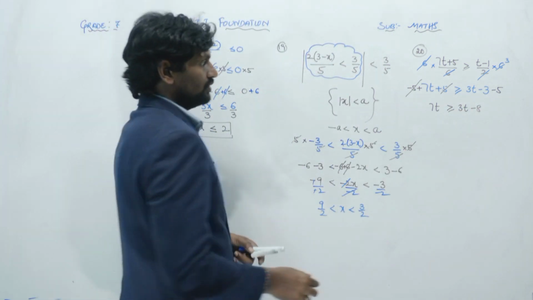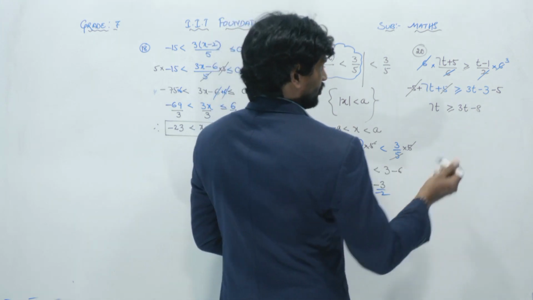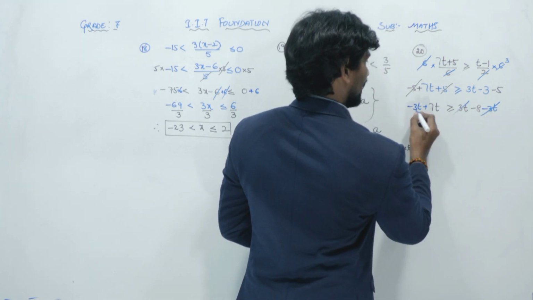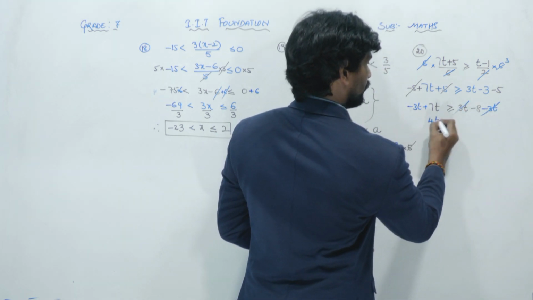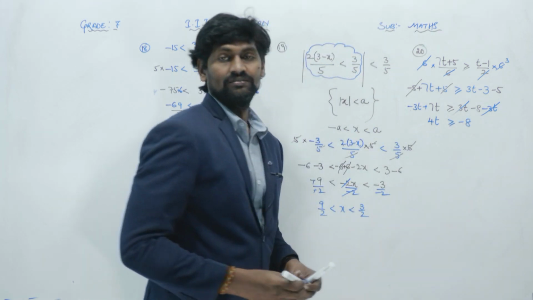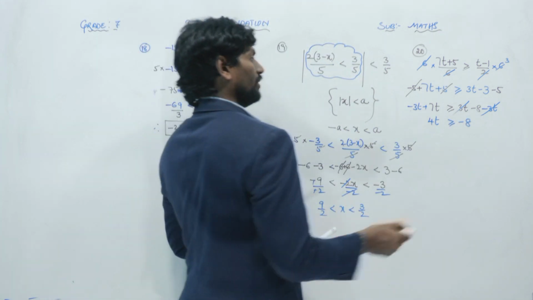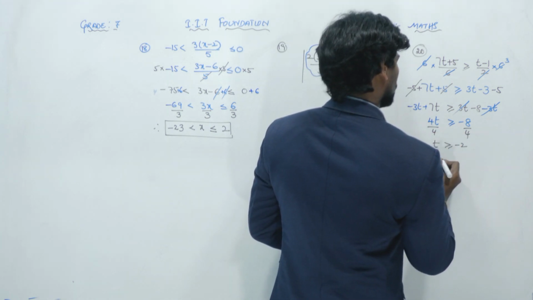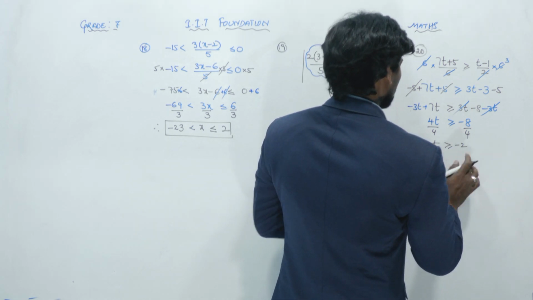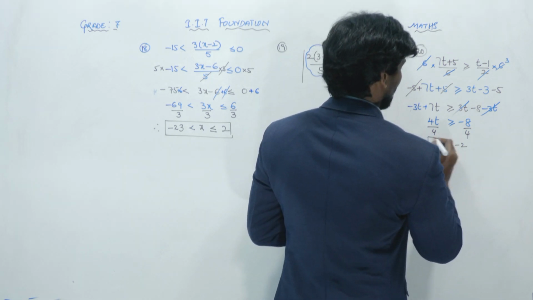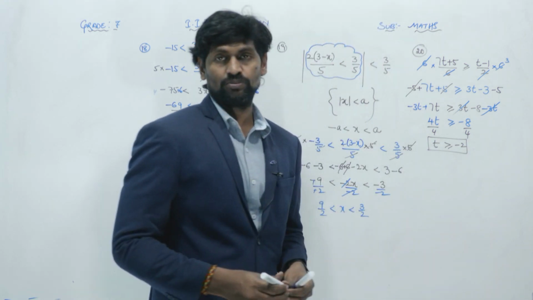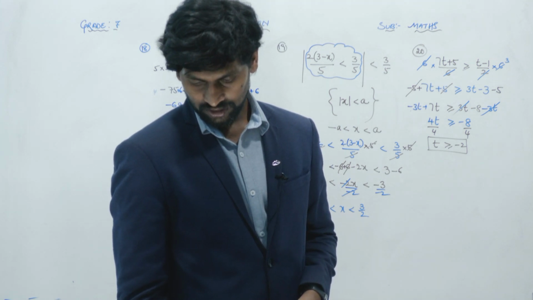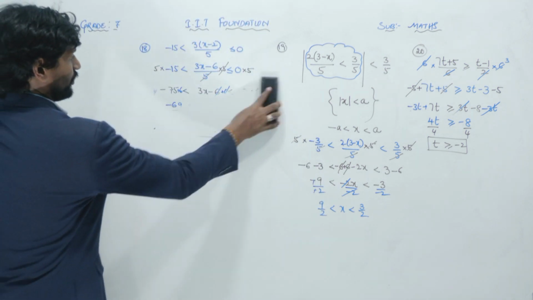Okay. Now 3t we should remove, so minus 3t on both sides. Plus 3t minus 3t cancel. Here minus 3t plus 70 becomes 4t greater than or equal to minus 8. The 4 also we should remove, so divide by 4 on both sides. So t greater than or equal to minus 2. The t value greater than or equal to minus 2 will be the solution. Okay, so let us move on to question number 21.